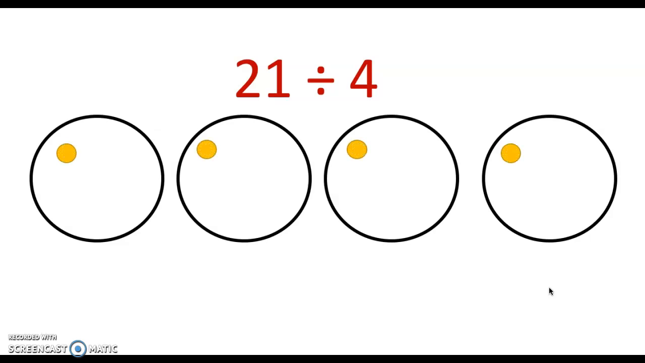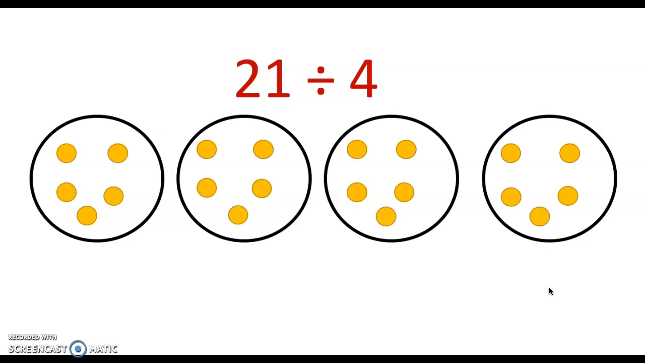1, 2, 3, 4. Shared equally between each person. 5, 6, 7, 8. 9, 10, 11, 12. 13, 14, 15, 16. 17, 18, 19, 20. But we need to make it all the way to 21. Well, can I give one person an extra cookie? No, that's not fair. So this cookie is going to go down on the side. That is our leftover.